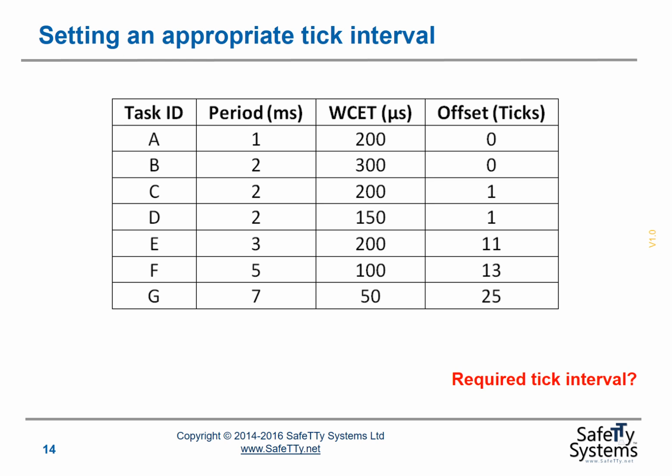So here's one example with a set of tasks, various periods, various worst-case execution times. In this case, the greatest common divisor would give us a tick interval of 1 millisecond.